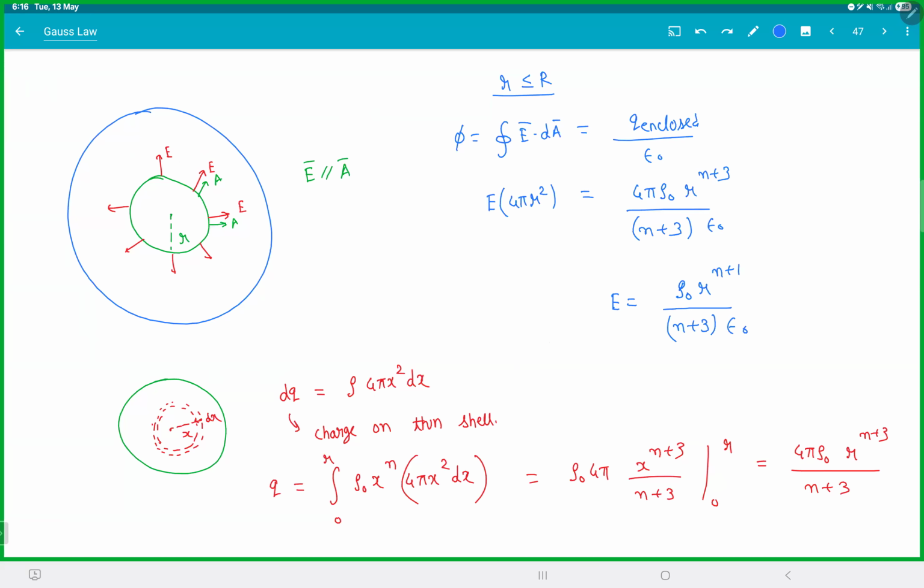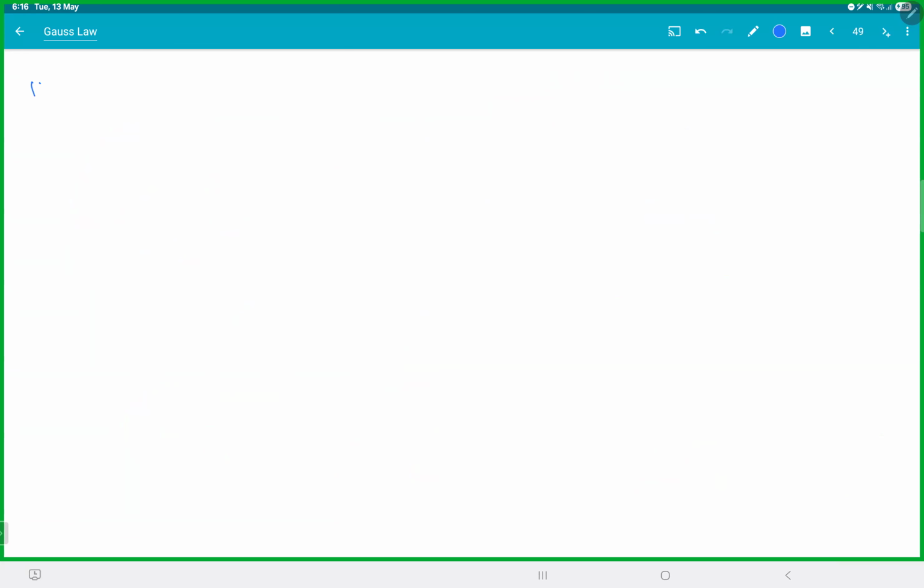Any doubts on this? This would be an advanced mains level question. It looks scary with n power 3 and all, but if you see, it's really not that much of a solving. Let's see one more. Let's say we have an infinite slab.